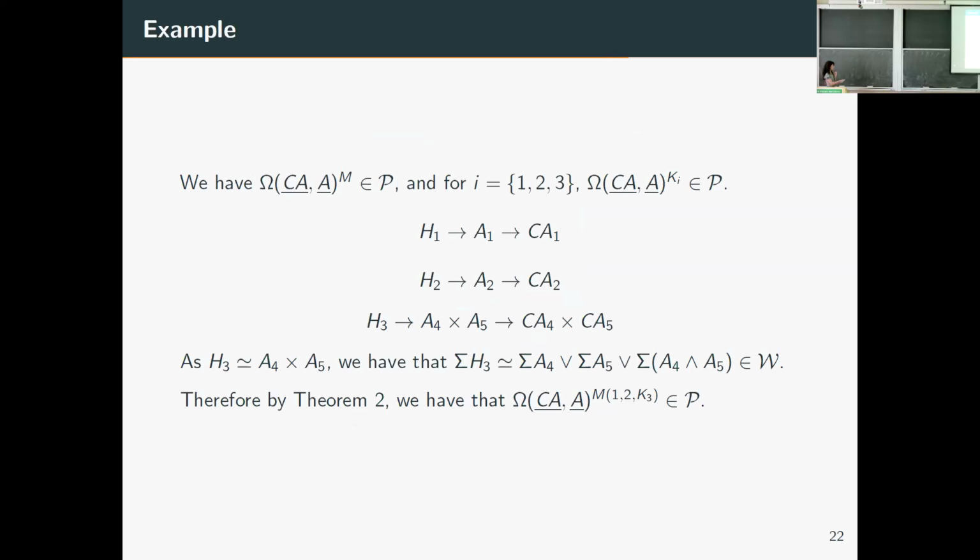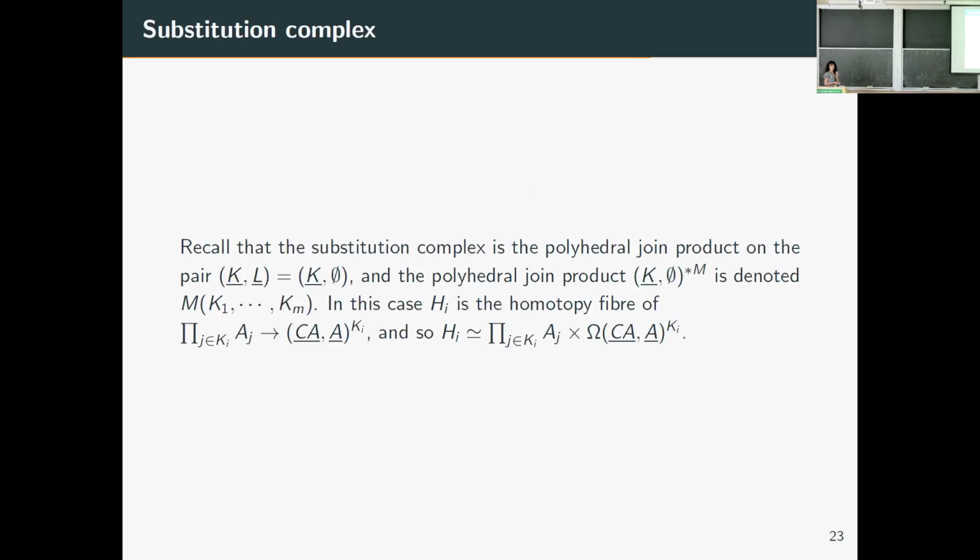So here we're only really going to worry about our h_i's, which are here. They're the homotopy fibers of these maps. But these maps are all null homotopic. So we can easily determine that if the suspension of our A_i's belong to W, we're going to get that the suspension of our h_i's also belongs to W. So we know that the loop space of the polyhedral product associated to this substitution complex is going to belong to P. And this actually holds far more generally for substitution complexes.